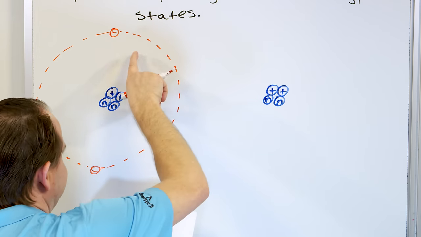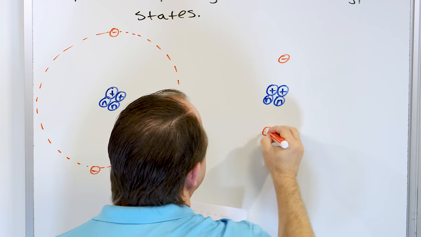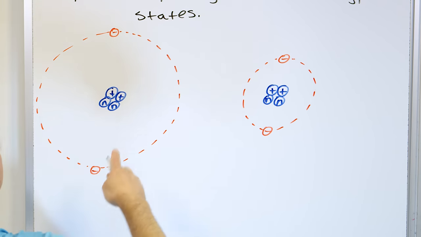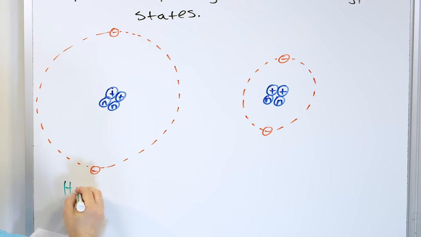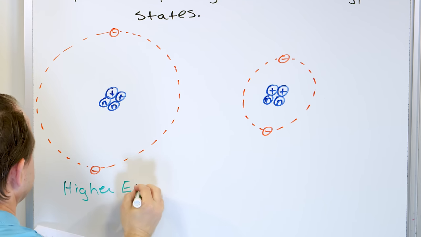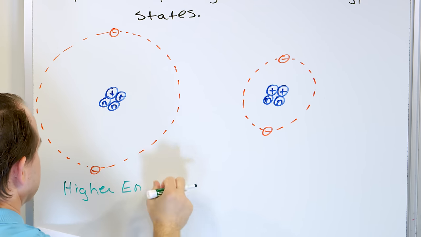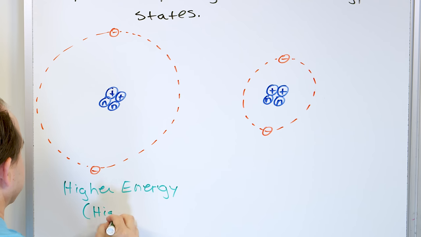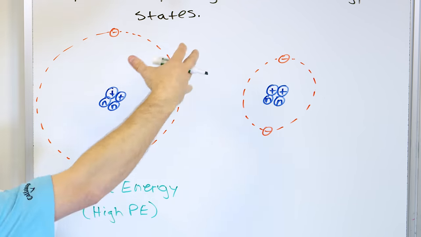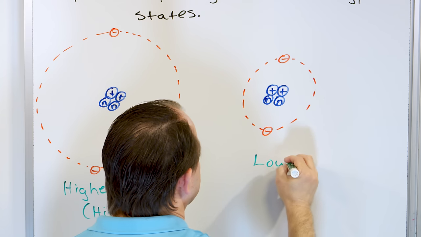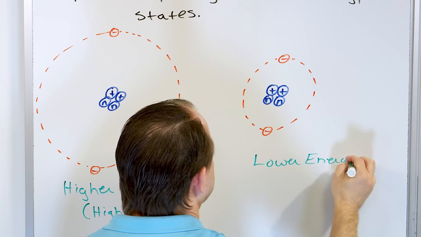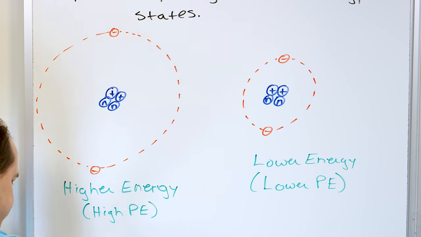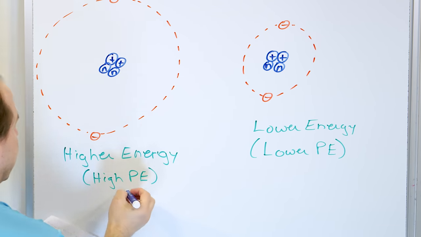But this is a higher energy state than a situation like here, where you have electrons that are closer to the nucleus. Right? So this is called a higher energy state. Higher energy. Whoops, if I can spell energy right. So I can say high PE, high potential energy, because they're farther away, right? And this is lower energy, lower PE. And in general, system likes to go this way.